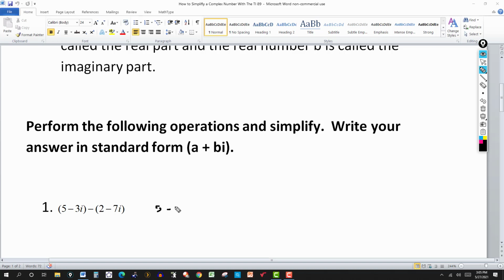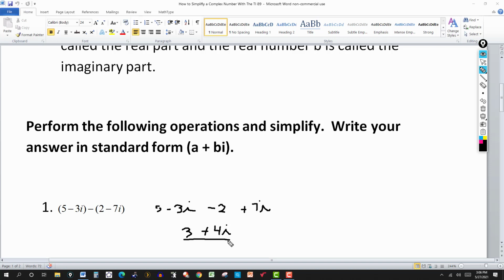5 minus 3i, and then we're subtracting here, so we just multiply through by a negative, so the 2 becomes a minus 2, the minus 7i becomes a plus 7i, and now you just combine. We have 5, subtract the real numbers with the real numbers, so 5 minus 2, that's going to give us a 3. And then the imaginary parts, just add the coefficients, just like you would in a minus 3x and a plus 7x. Add the coefficients, 7 and a minus 3 is a plus 4. Bring down the i, and there we have it, 3 plus 4i.